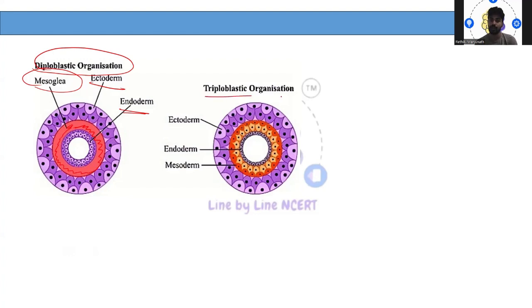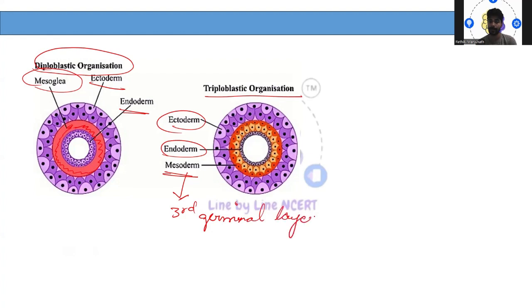Next, we have triploblastic organization. In triploblastic organization, what happens? Those animals will have an outer ectoderm and an inner endoderm. But in between, during the development of the embryo, there is a third germinal layer, which is called the mesoderm. So what is this third germinal layer called?